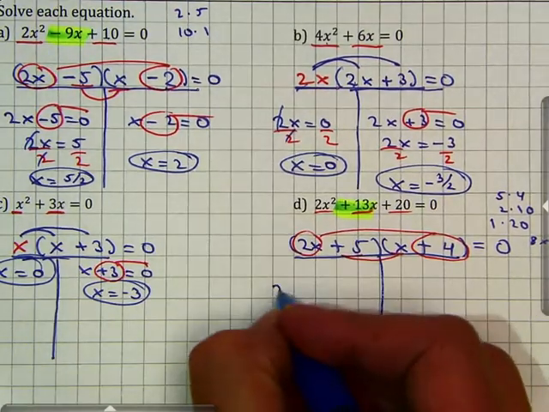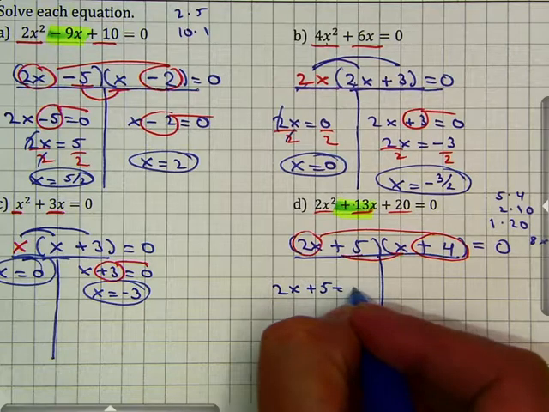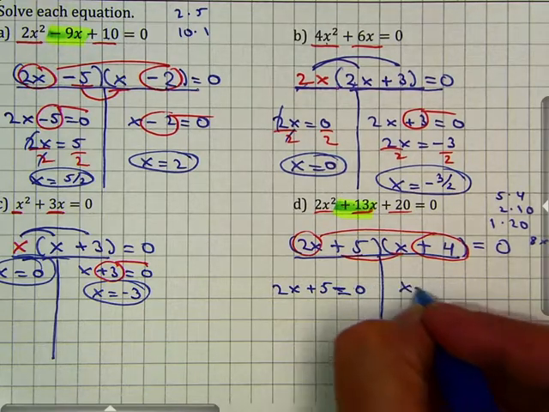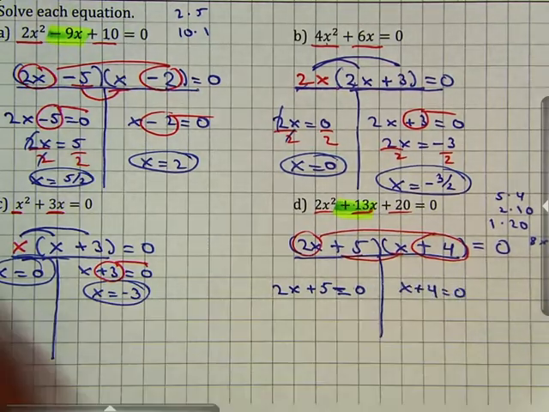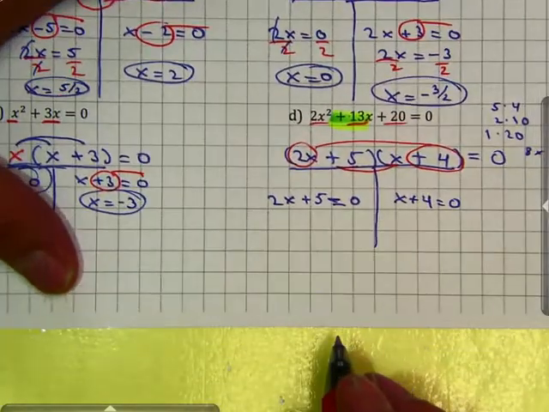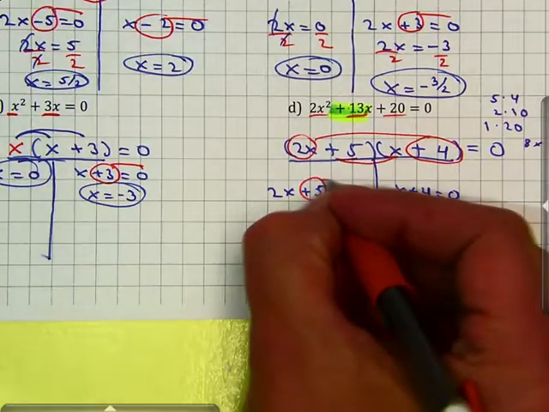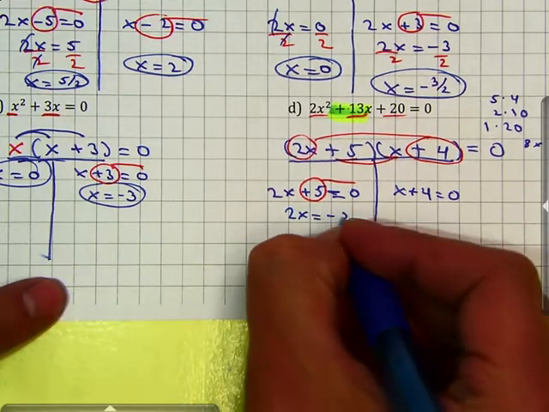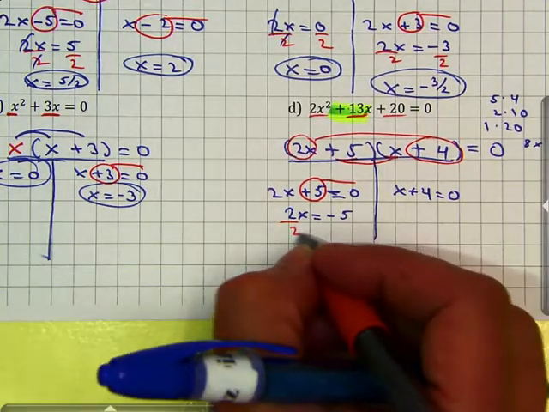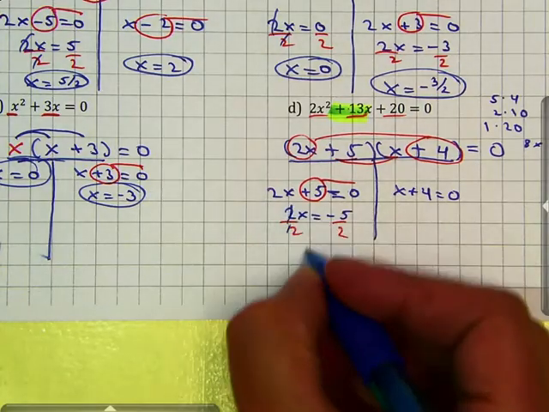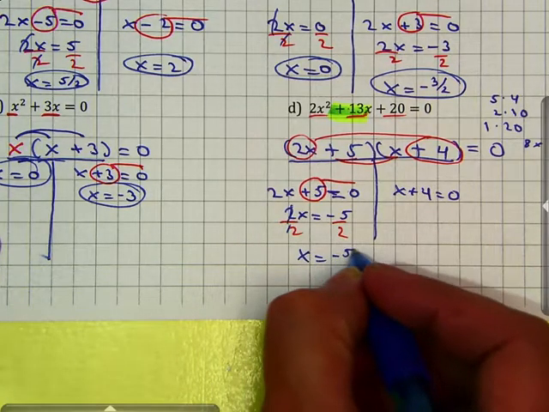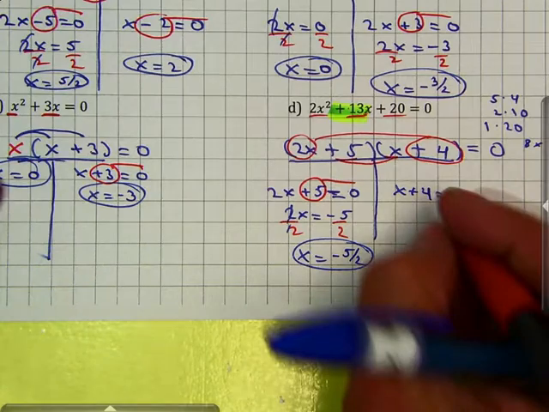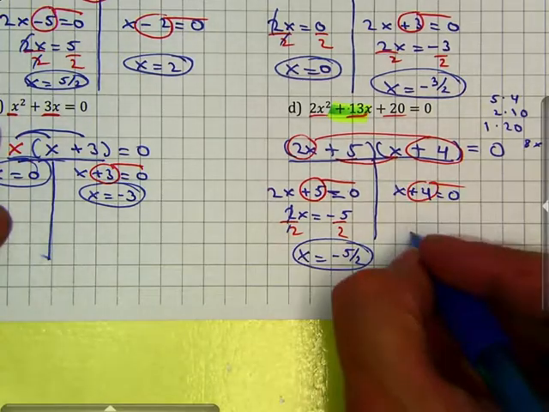I'll place either 2x plus 5 equal to 0, or x plus 4 should be equal to 0. Move my 5 to the right, becomes a negative 5. So I have 2x equal to negative 5. Divide by 2, divide by 2. So therefore x equal to negative 5 over 2. Move my 4 to the right, becomes a negative 4.